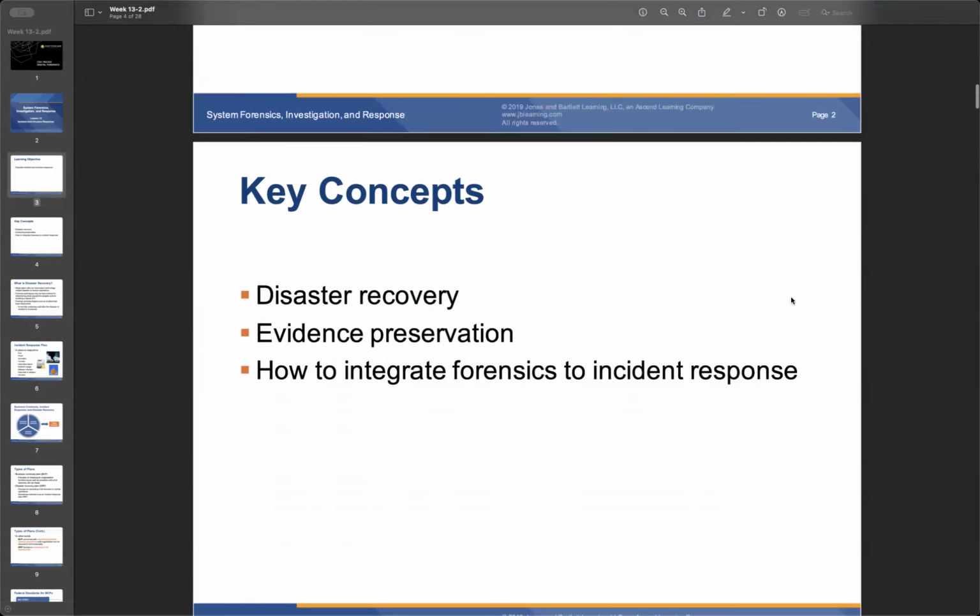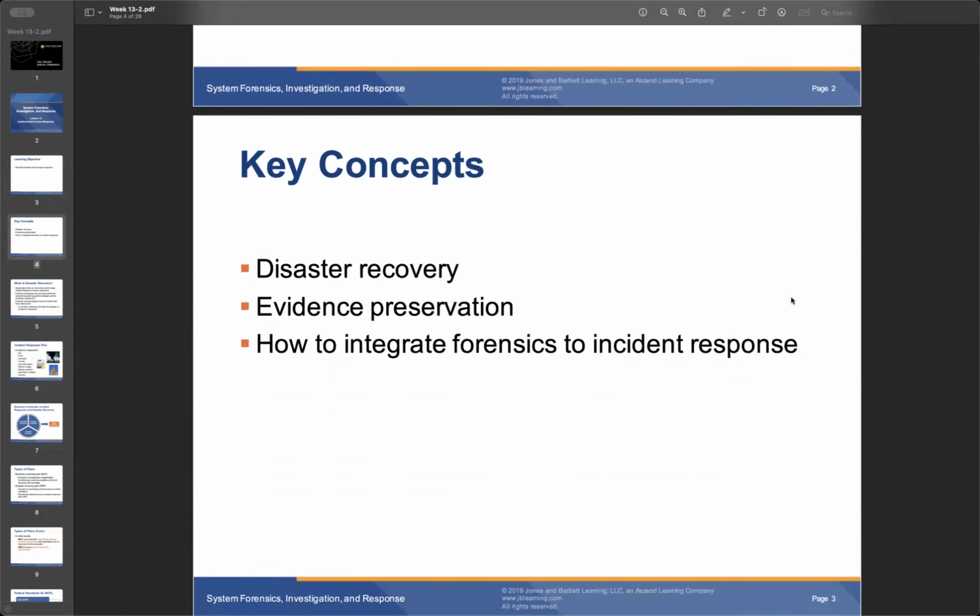And here we will go through something related to disaster recovery. No matter whether hardware or something else, if a disaster happens, how can we do the recovery? And as a follow-up, how about the evidence? Once we are able to extract all this evidence, how can we do the preservation? And then, how can we integrate forensics with incident response, all together? So this will be the topic we're going to cover.